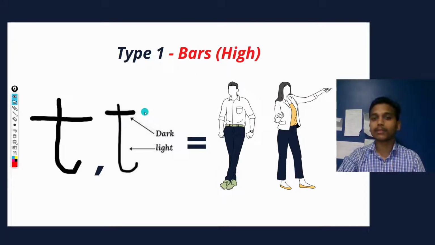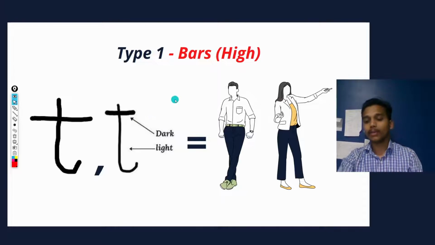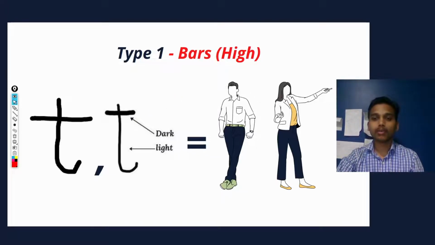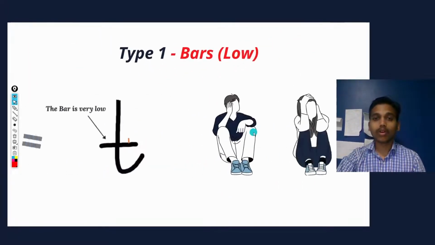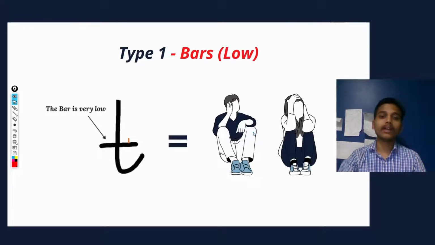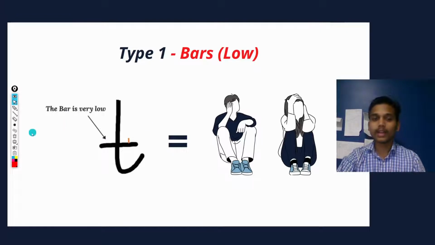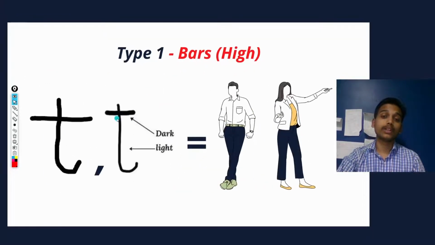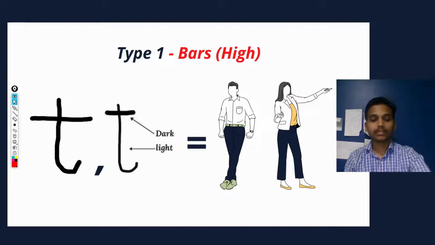There are two types of bars, high T bar and low T bar. Both show confidence levels in different ways. A low bar shows a confidence level which is lower, and a high T bar shows a confidence level which is higher. Okay, so that's it.